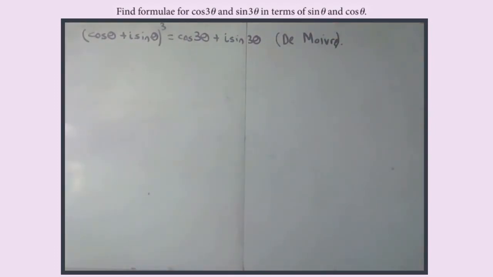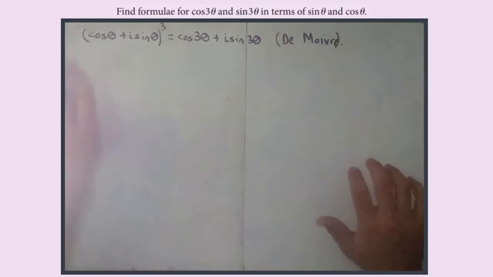Okay, so all we're going to do is expand that left hand side and then compare it to the right hand side, and we should be able to equate imaginary parts and real parts, and then we should be able to get these expressions. You can see we want an expression for cos 3θ, and on the right hand side the real part is cos 3θ, so if we compare it to the real part on the left hand side, that will be our answer, and the imaginary part on the right hand side is sin 3θ. We'll compare it to the imaginary part on the left hand side once we have done the expansion.